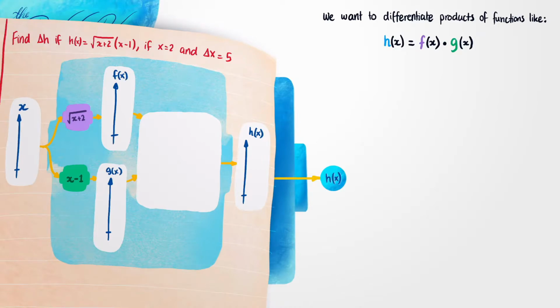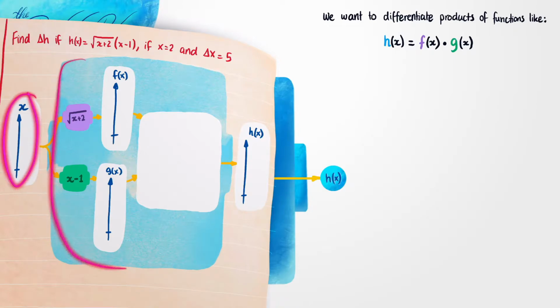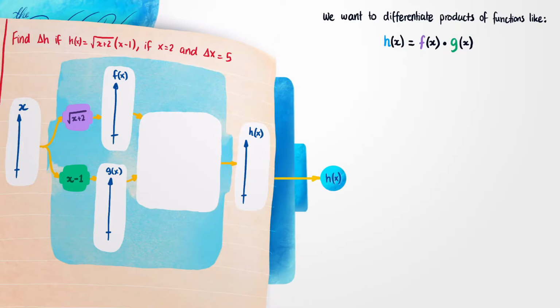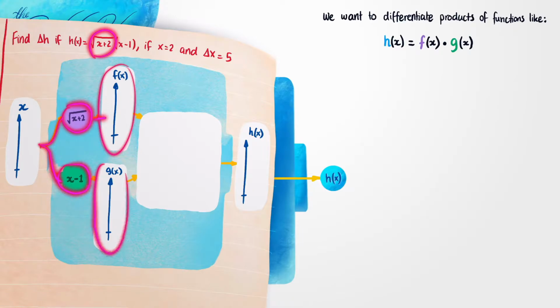So this time I've drawn things a little bit differently, so let me just explain what I've got on the page. The output of this function over here is h. Usually we wouldn't look inside, but I've actually opened up the lid. Now the first thing we do is we take x and we feed it into the square root of x plus 2 to get f of x, which is going to be this first half here. After that we then feed it into x minus 1 to get g of x, which is the second half over here.